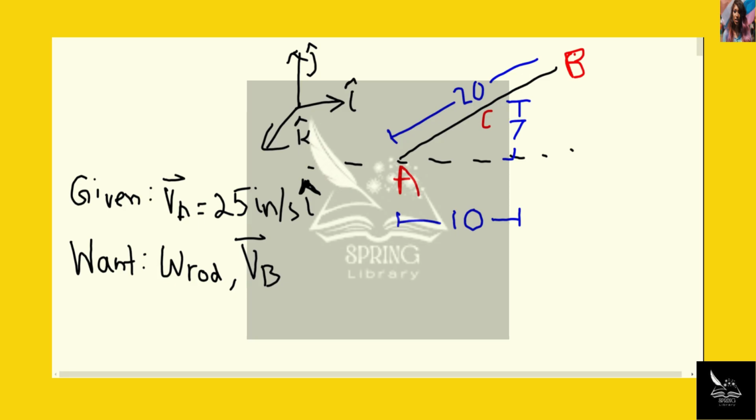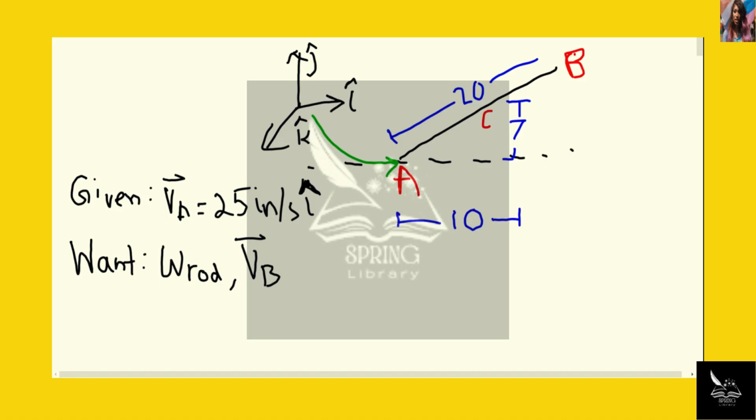So first thing that we've done is we've defined our coordinate system. We have I hat moving to the right, J hat moving in the vertical, and K hat moving out of the page toward us. And keep in mind that this coordinate system is centered at point A.